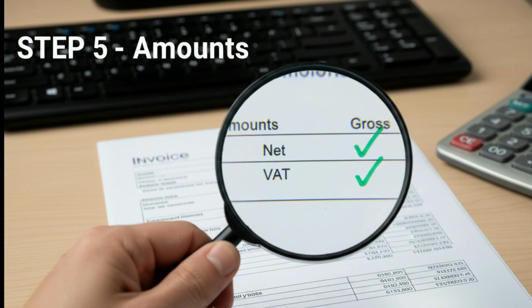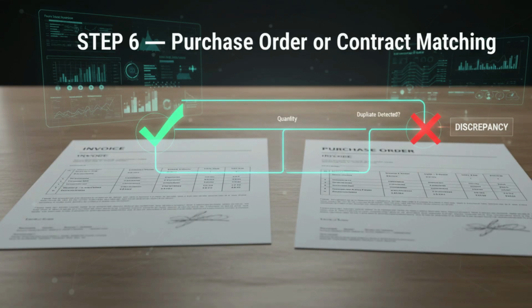In addition, confirm that the invoice is issued in the agreed currency for payment. Be alert to identical totals across different invoices, as this can be a warning sign that the same invoice has been submitted twice. Step 6. Purchase order or contract matching.